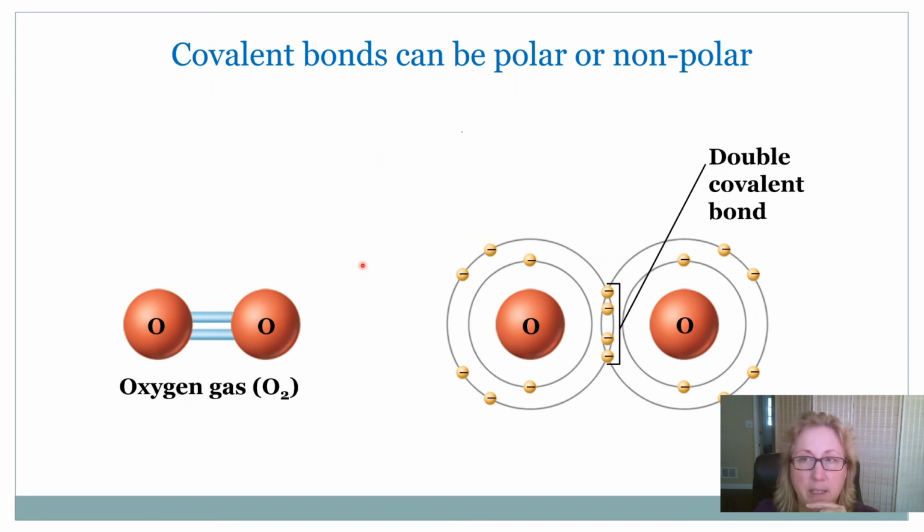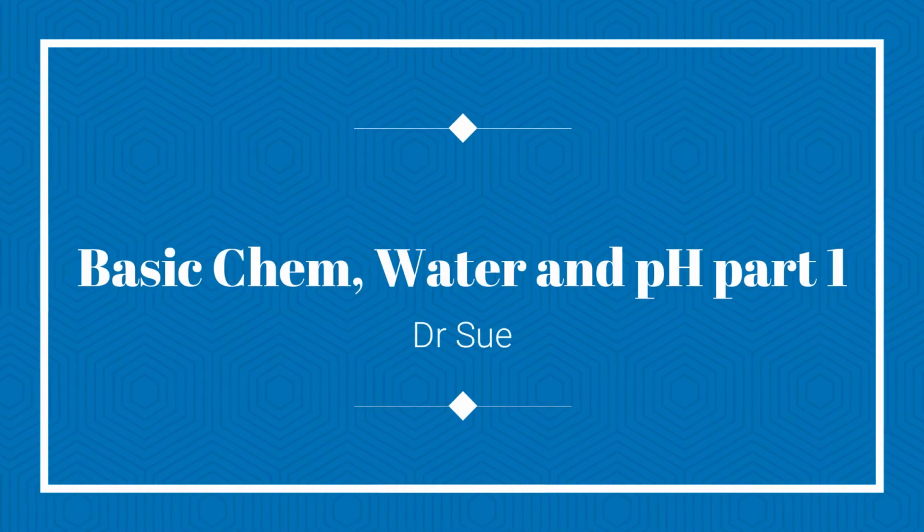Covalent bonds can be polar or nonpolar depending on if the electrons are shared equally. The hydrogen bond, methane, and the bond between 2 oxygen atoms, these are nonpolar bonds because the electrons are shared equally. If the electrons are not shared equally, you get a polar covalent bond, and that's what water has, which we'll talk about next.